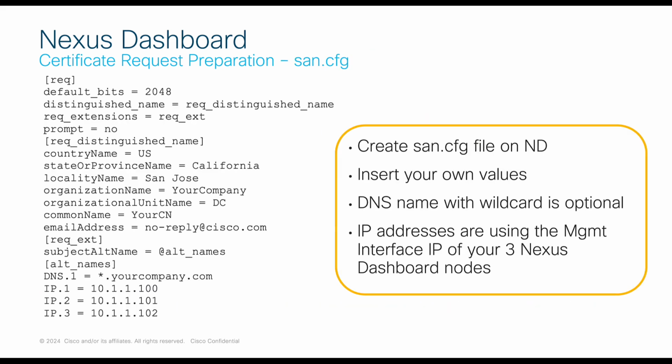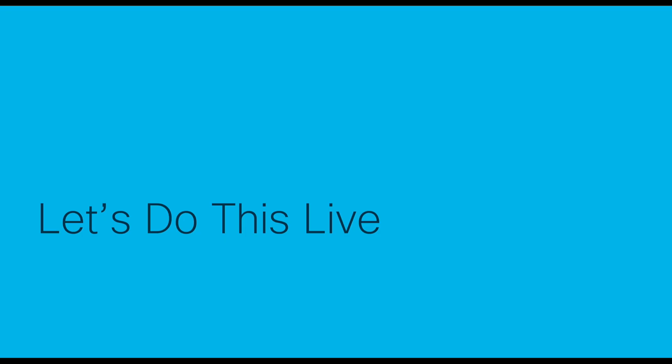Don't forget that you do need to create the san.cfg file, and this is the format that it expects. Of course, you will put your own values in there. This is just a sample of the structure. I'll actually try to put this into the description of this video so you can easily copy and paste it. All right, so let's actually do this new process live. I've already taken the liberty of generating the certificate with the password, and I'll just show you what that looks like on Nexus Dashboard so that this video isn't any longer than it needs to be.